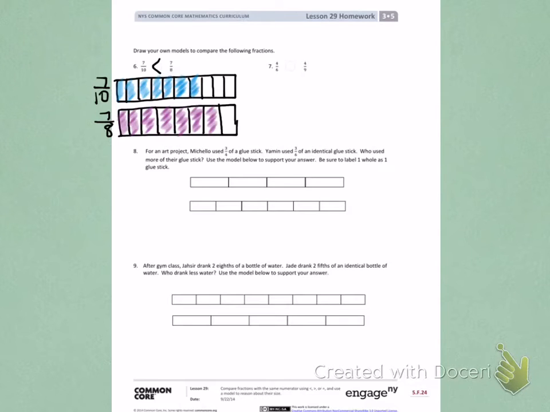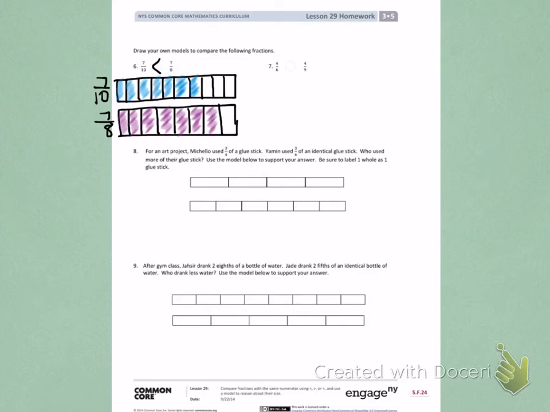Number 8. For an art project, Michello used 3/4 of a glue stick. Yamin used 3/6 of an identical glue stick. Who used more of their glue stick? Use the model below to support your answer. Be sure to label one whole as one glue stick.